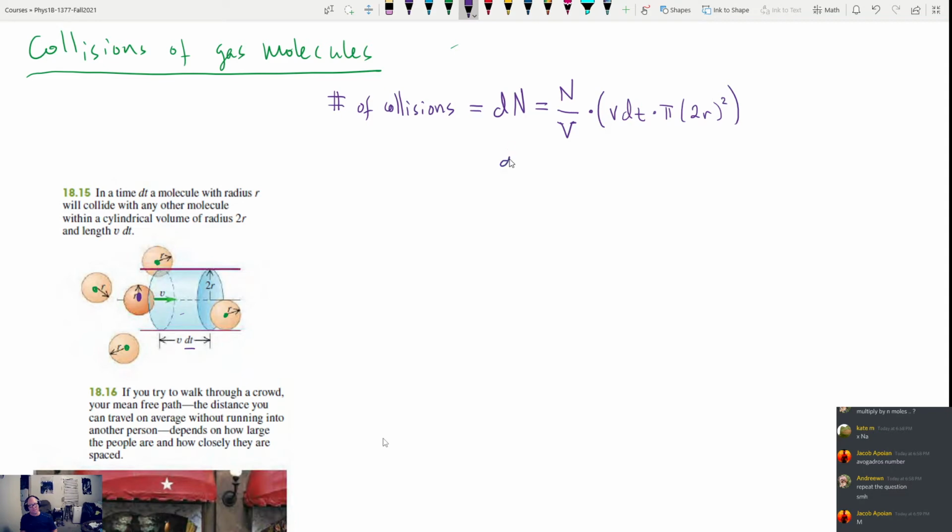So that gives us that dn, the total number of collisions, is equal to n over volume multiplied by v times dt times 4 pi r squared. Next, what we're going to do is divide the dt to the left-hand side. This will give us the number of collisions that occur per second. Times velocity, sorry, divided by volume. This is velocity and this is volume. So this is going to be number of collisions per second.